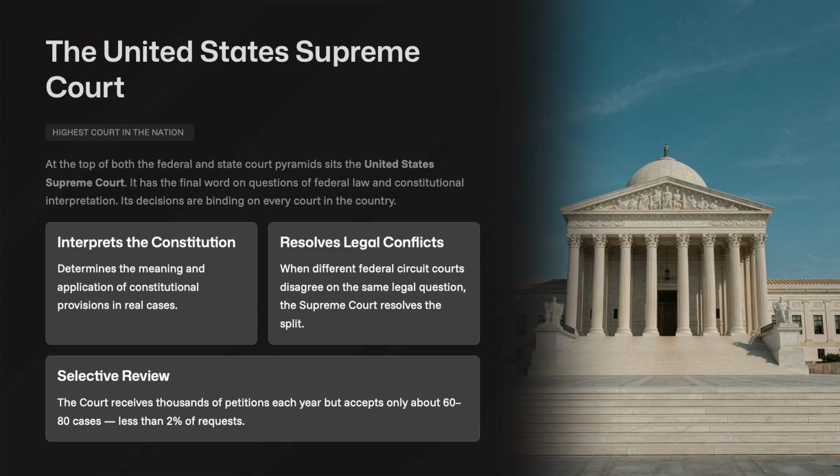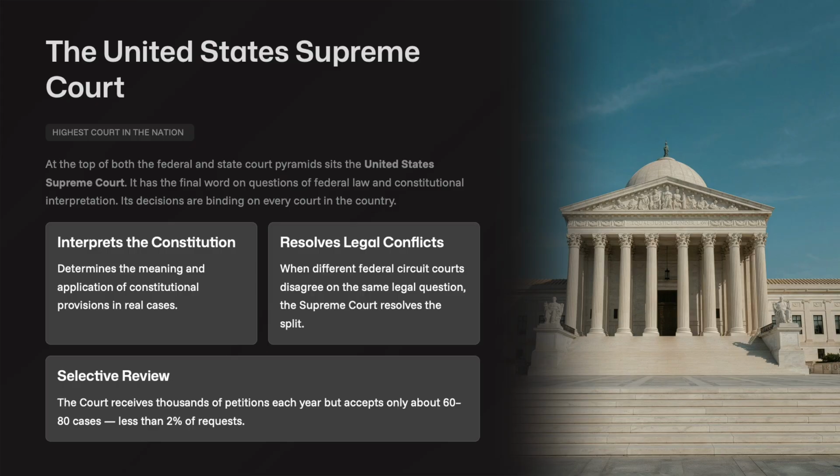At the top of the federal judiciary sits the U.S. Supreme Court. It is the highest court in the nation. Its primary responsibility is interpreting the Constitution and resolving important legal questions that affect the entire country. Contrary to what many people believe, the Supreme Court does not hear thousands of cases a year. Instead, it accepts only a small number of appeals involving significant constitutional issues or conflict among lower courts.